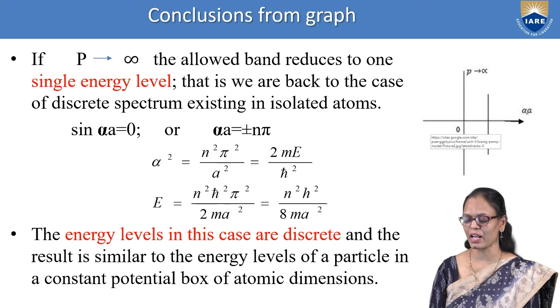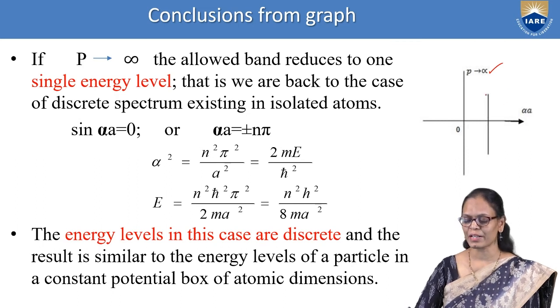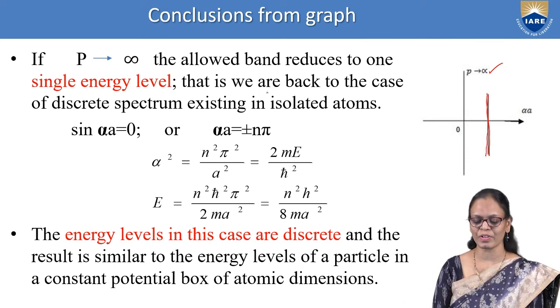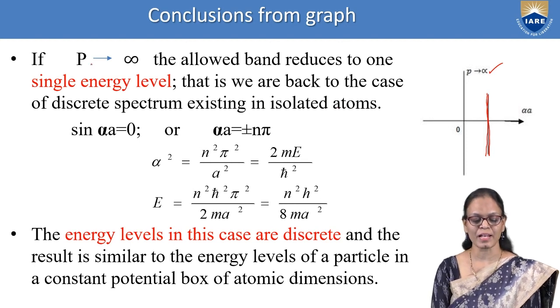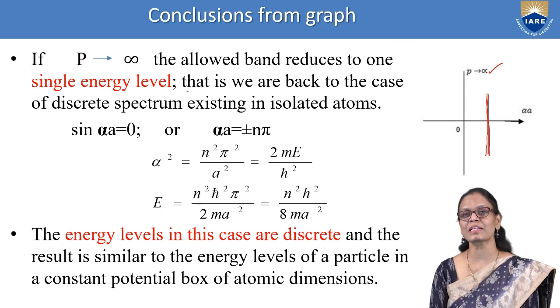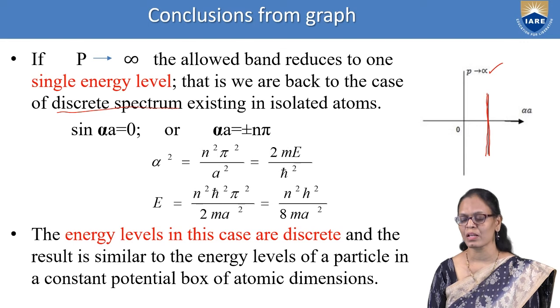So here if you see alpha A, and if the value of P goes to infinity, we will no more have it as a curve, but it will reduce to a single line. Means there is no band, it is simply a line. Means what? We are back to the case of discrete spectrum existing in isolated atoms. As the value of P increases and becomes infinity, everything is reducing to what we have seen as a discrete spectrum. Now discrete means fixed values which are not continuous.